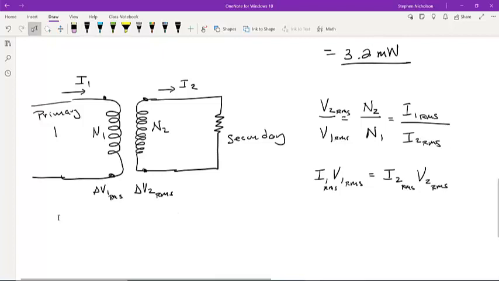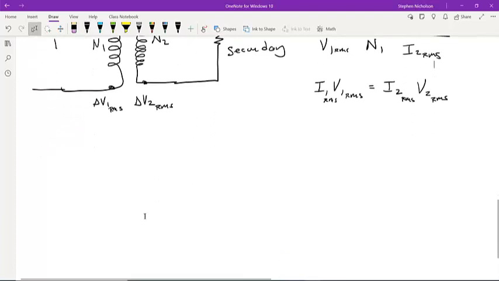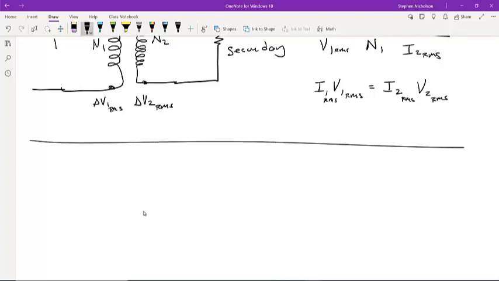Okay, so that's transformers. It involves alternating current. And these relationships come from the fact that the magnetic field created by the primary loop induces a changing magnetic field in the secondary loop, which then induces a voltage. Okay, so those are the two topics from chapter 21.